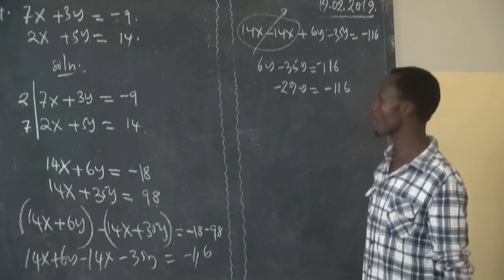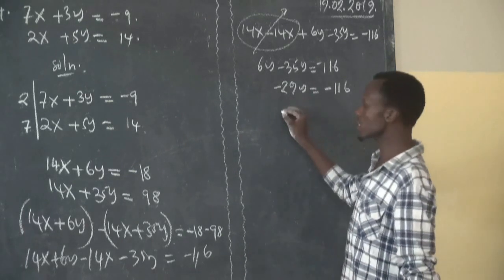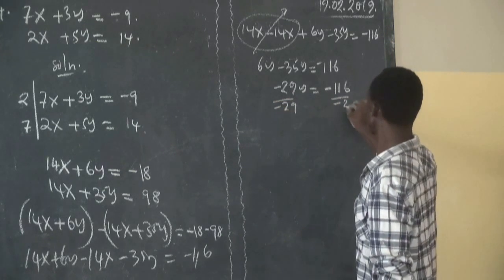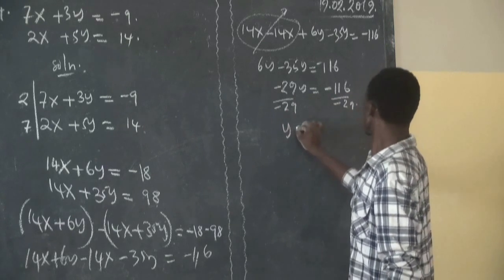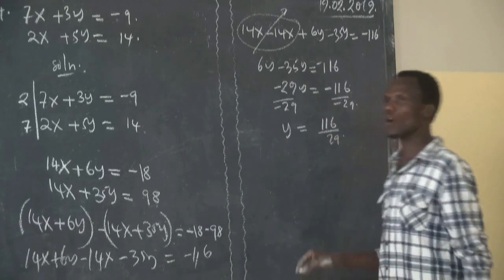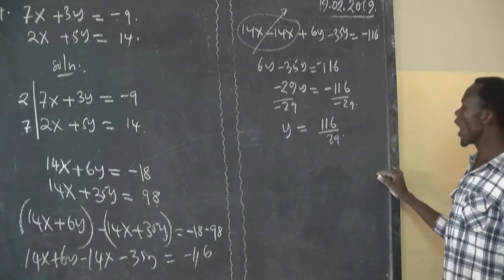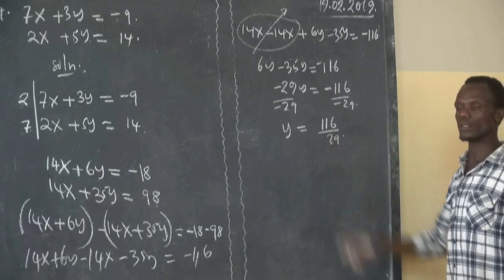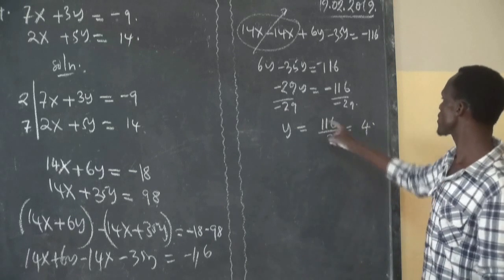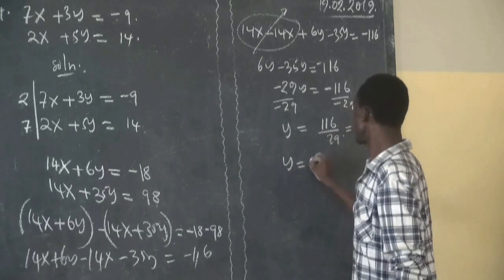We are looking for the value of y and not for the value of negative 29y. Now, what next? We divide by negative 29. Now, y is equal to 116 over 29. Why? Because negative divided by negative is positive. You take this one, divide by this one. Are we together? 116 when you divide by 29 is equal to what? To 4. Now, the value of y is equal to 4.